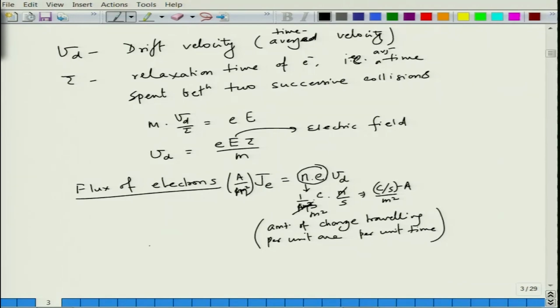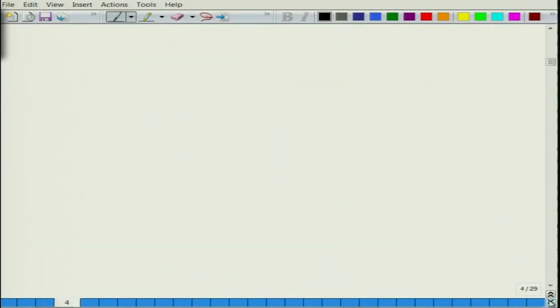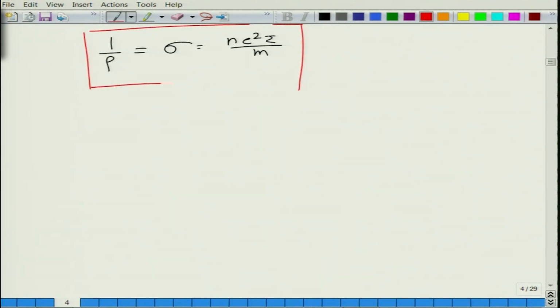So if you now make the substitution, we write J as Ne square tau divided by m into E, and this term is nothing but sigma, that is electrical conductivity. So this is where we were yesterday. We defined sigma is equal to Ne square tau by m, and this is equal to 1 over rho, and this is a fundamental relation for metals or conductors.